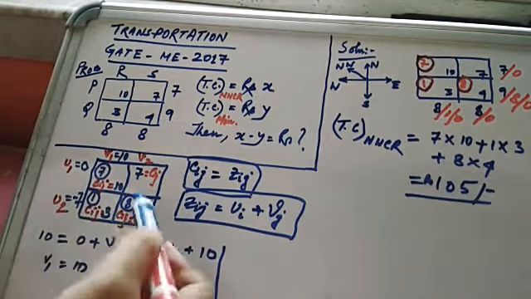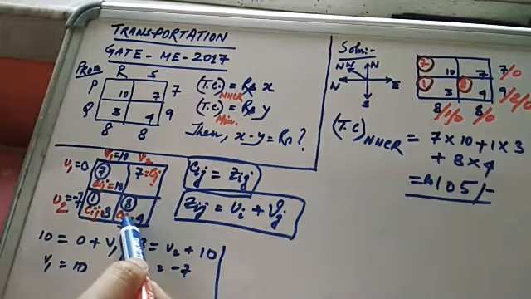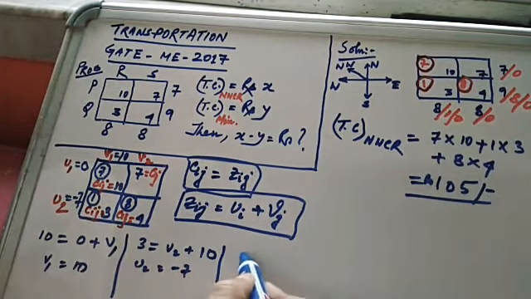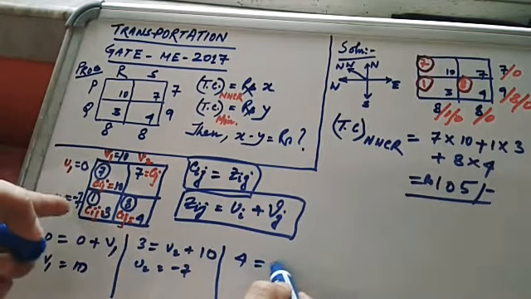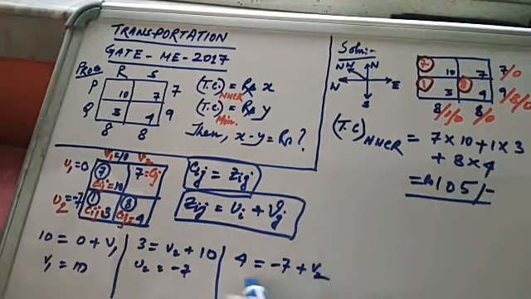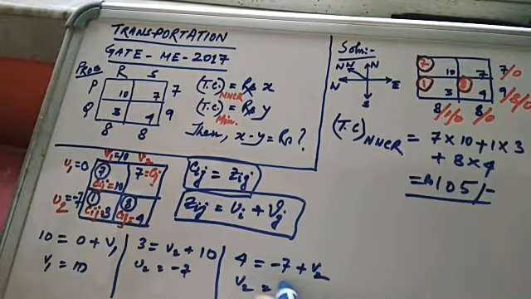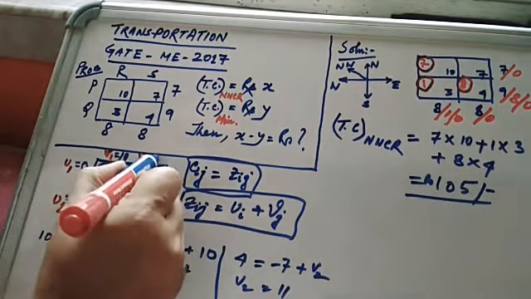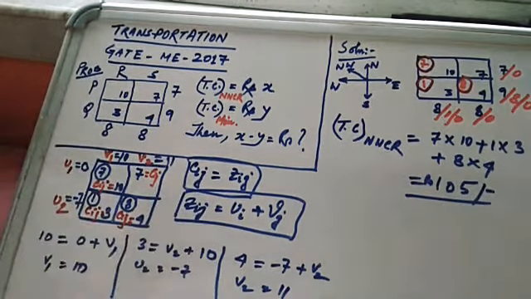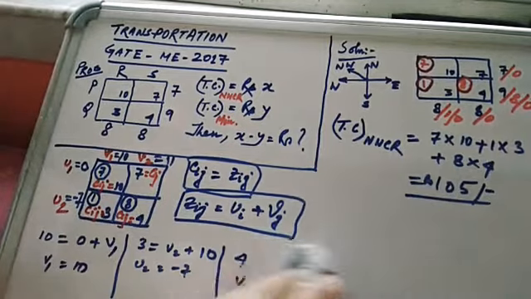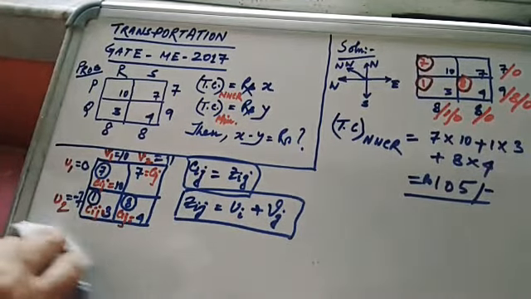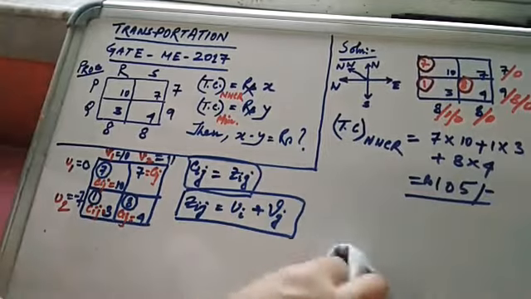Now for this cell 4 is given and we know u2 equal to minus 7, so we can write 4 equal to minus 7 plus v2, which gives you v2 equal to 11. I can write over here v2 equal to 11. Now we have calculated all the u and v values. But for the unallocated cell we cannot calculate using this formula.